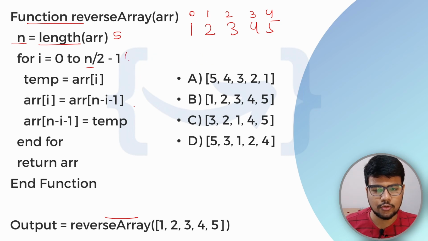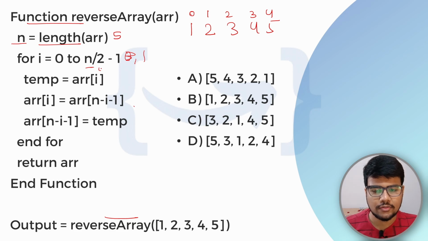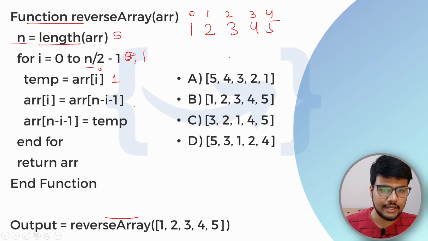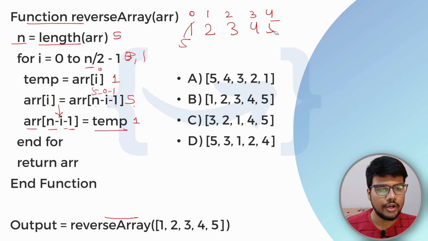So currently we are at the 0 location, because we are processing the 0 index first. So temp will store array of 0 here. What is array of 0? 1. Now array of i will be replaced by the array value present at n minus i minus 1. So 5 minus 0 minus 1, which is 4. So the 5 element would be replaced at array of i, so this value becomes 5 here for now. And array of n minus i minus 1, which is the last index value, is replaced by temp. Temp is currently storing 1, so now it becomes 1 here. So 5 will be replaced by 1.